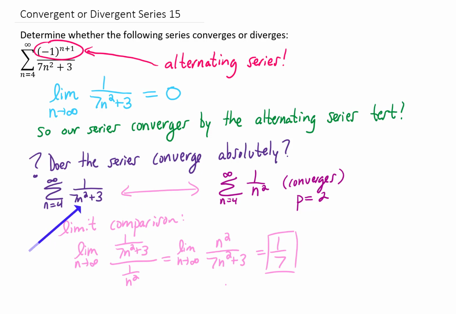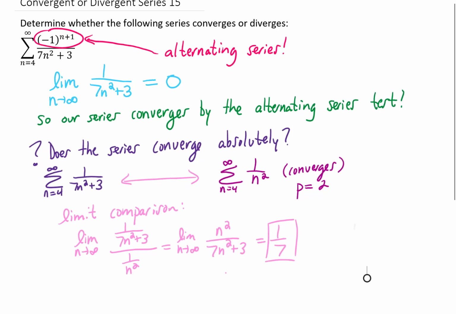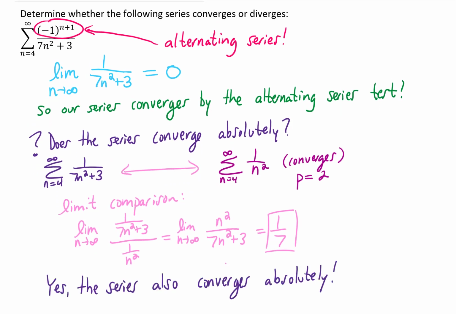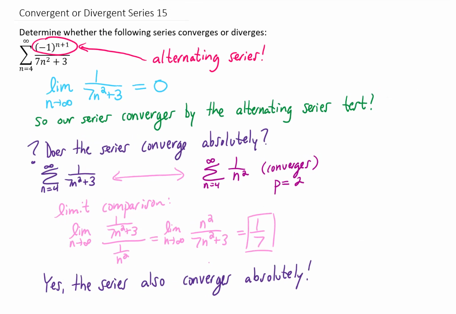So going back to the original problem, if we take the absolute value of each one of these terms in this series, that series converges. That means that our series converges absolutely. So the answer to the bonus question here is yes, this series also converges absolutely. That is a bit stronger of a statement than a series just converging. We already knew that our series converged, and now we know that it converges absolutely.